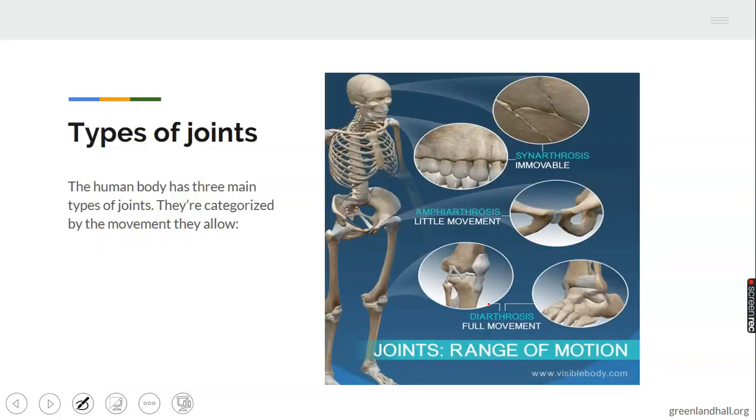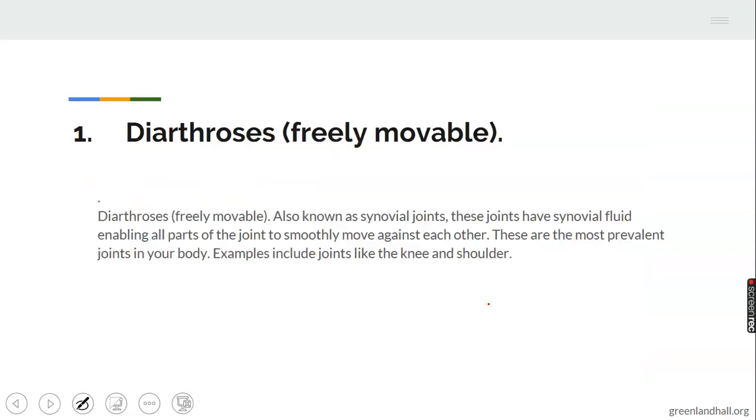Now, we have different types of joints as well. And the human body has three main types of joints. They are categorized by the movements they allow. First, we are always told that there are two. But now, take a look at these three types.